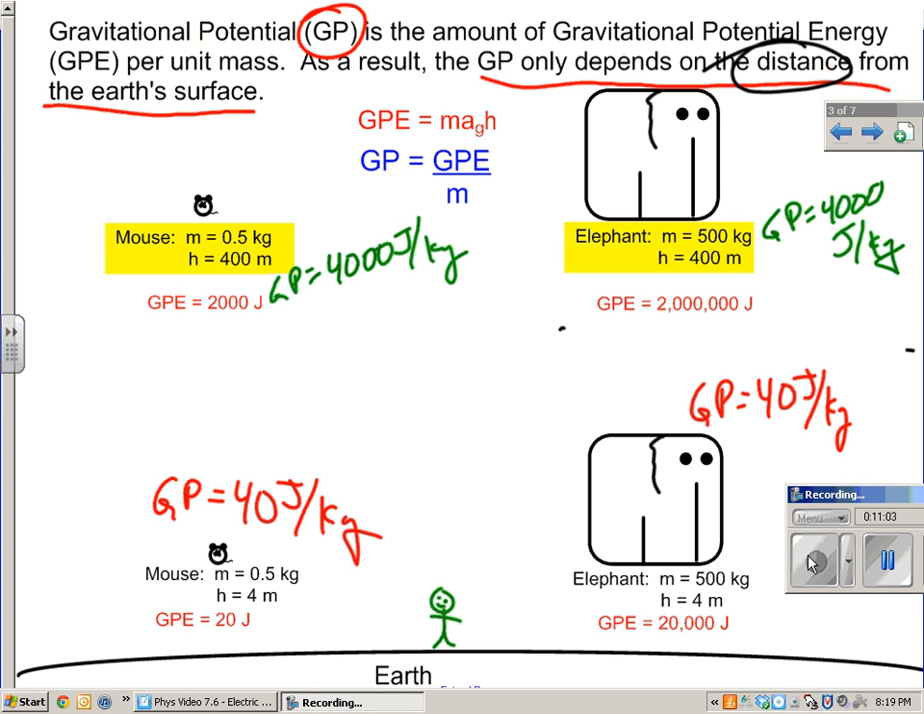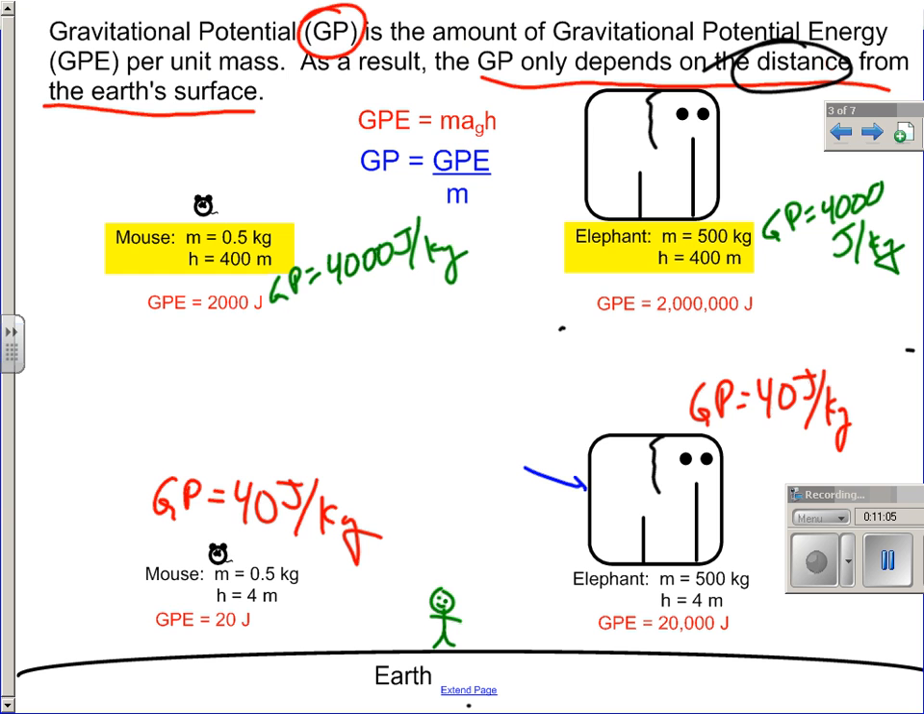My question for you is, would you prefer to have this elephant drop on you or this mouse drop on you? Would you rather have a 500-kilogram elephant fall on you from 4 meters up or a teeny little 0.5-kilogram mouse drop on you from 400 meters up? They're both going to hurt, right? The mouse is going to have a lot of time to speed up before he hits you, and the elephant is really big, right? But if you had to pick at gunpoint, what would you pick?